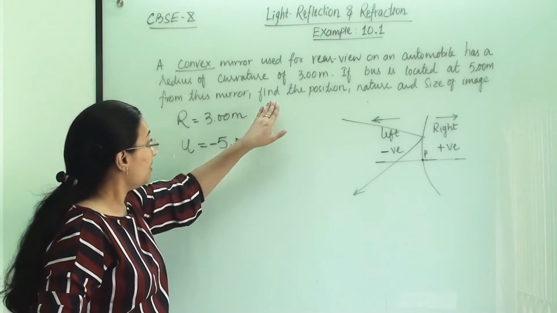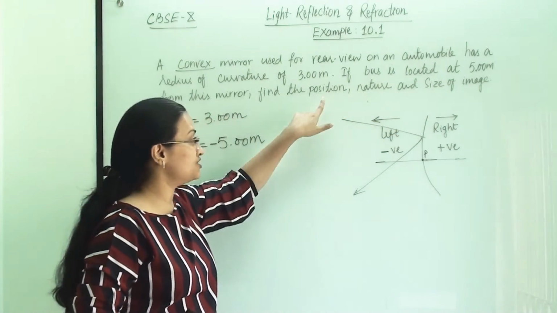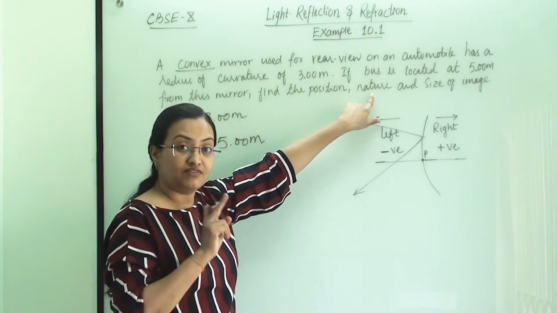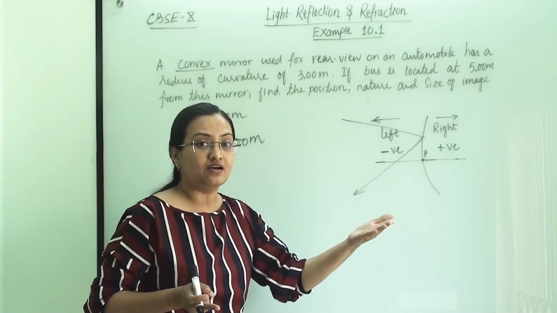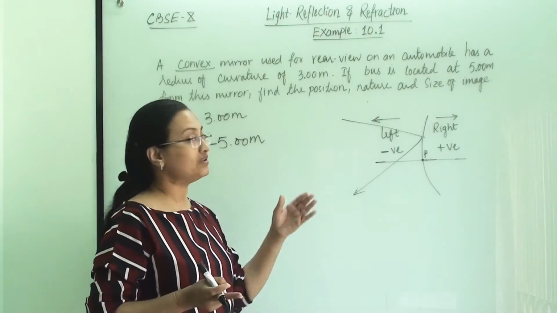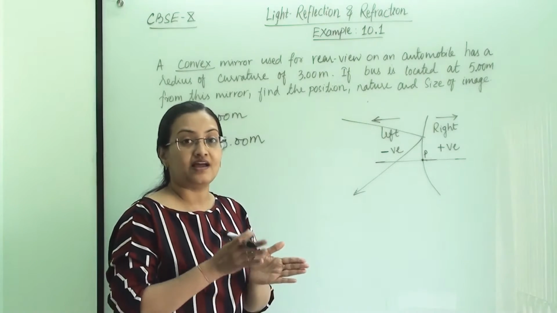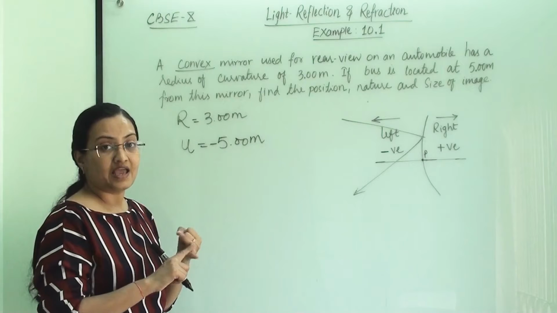Now we have to find the position, nature and size of the image. Position means where we will get the image. Nature means whether it is real or virtual, and size means whether it will be big or small. All these things we are going to check from the mirror formula and magnification formula. So first we need to find V and F.